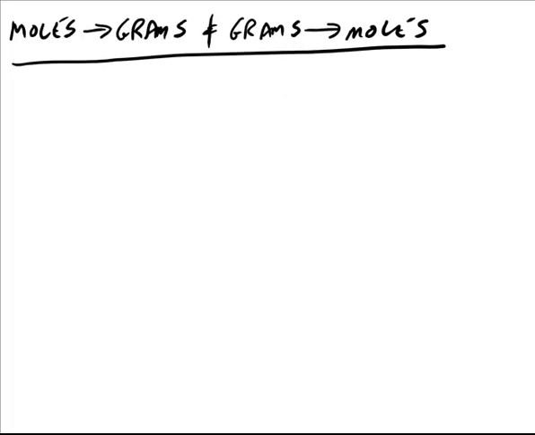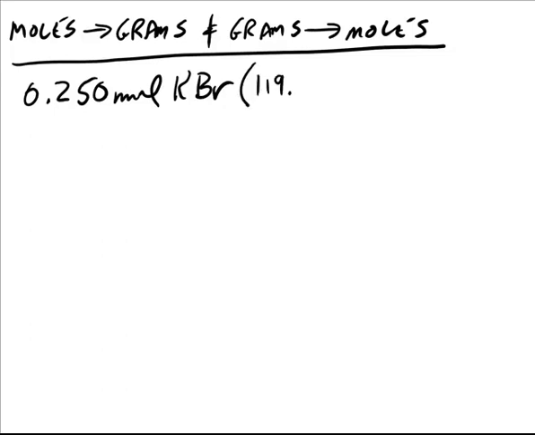And we're going to start with that we have 0.025 moles of KBr. And the one thing that we need to know is what the molar mass of KBr is. And if you've watched the previous video, we went through an exercise and showed you that the molar mass of KBr is 119.00 grams per mole. So how would we set up this problem?